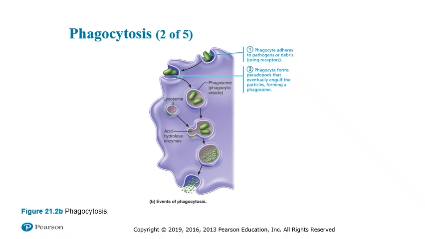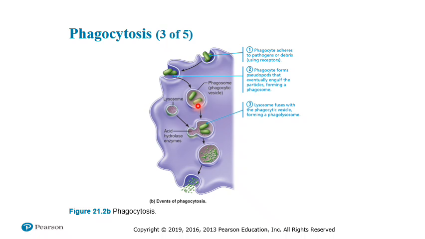Then the phagocyte now forms pseudopods. You could see that it's already forming false arms, engulfing the particle, forming what you call a phagosome. Then your phagosome now, which is now already a vesicle, and your microorganism is already inside it.